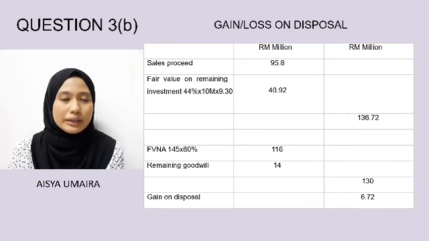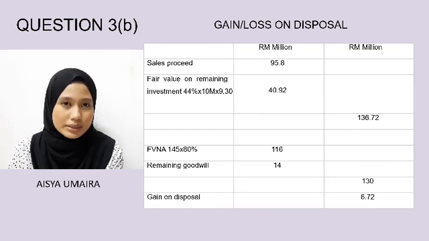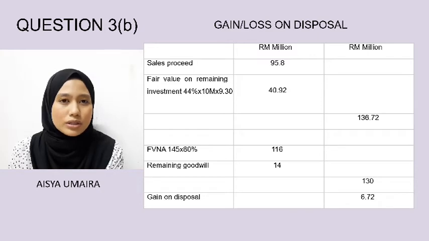Next, to calculate the gain or loss on the disposal of the shares for Gasu Berhad Group, the sales proceeds of RM95.8 million need to be added to the fair value of the remaining investment, which is 44% times 10 million units of ordinary shares multiplied by the fair value of the shares, which is RM9.3, and the total will be 136.72 million.